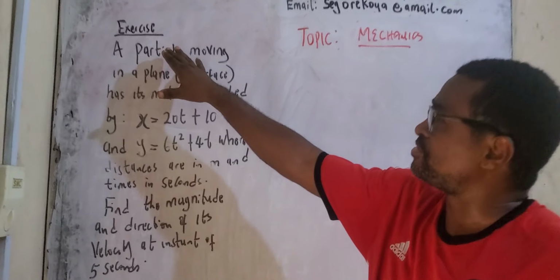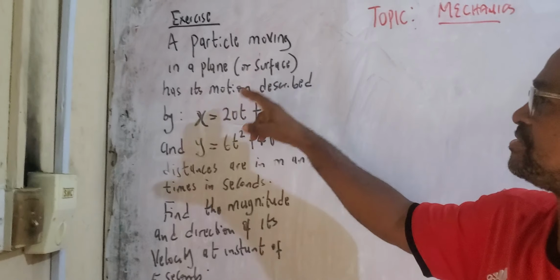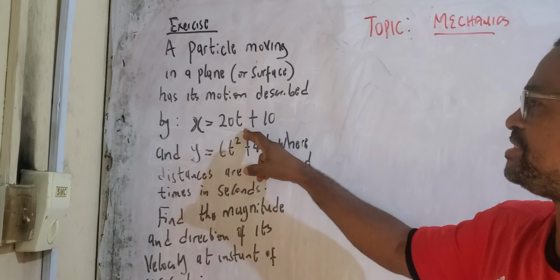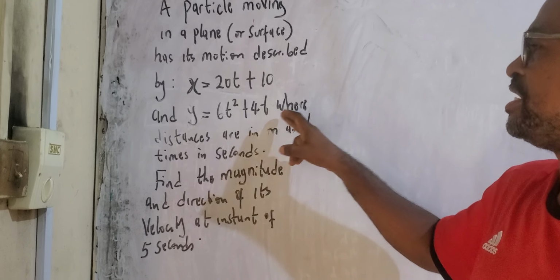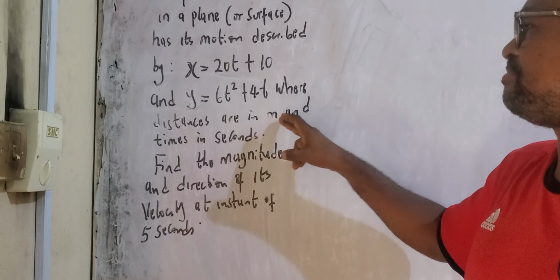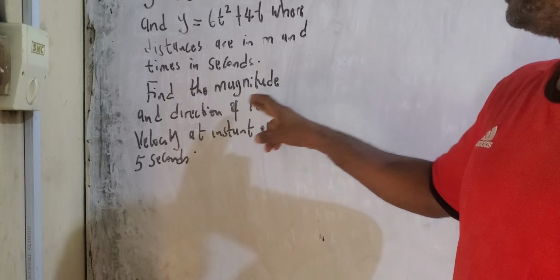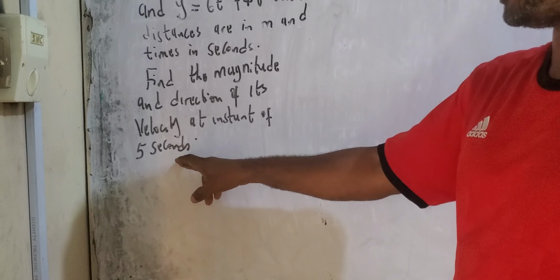The question we are going to solve is this. A particle moving in a plane or surface has its motion described by x is equal to 20t plus 10 and y is equal to 6t squared plus 40, where distances are in meters and times in seconds. Find the magnitude and direction of its velocity at an instant of 5 seconds.